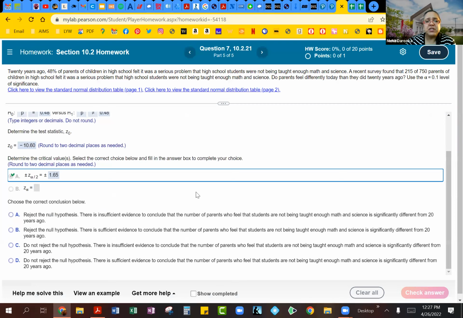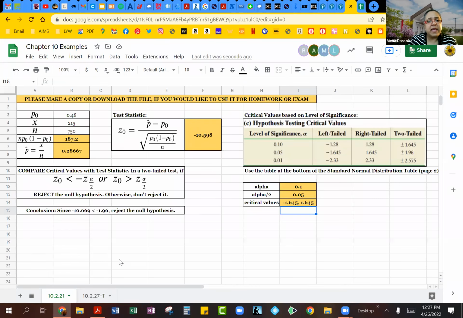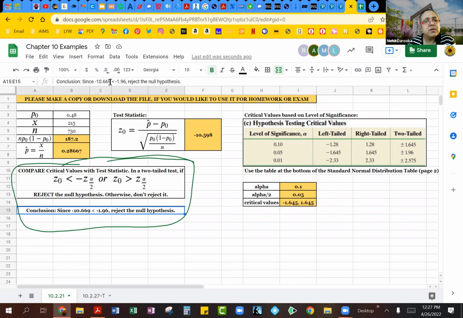Alrighty. Now they're going to ask you if you are going to accept, or I guess reject or not reject, the null hypothesis. And that's where you need to look at this little table that I've created over here. So you have to look at this one here. And our numbers are going to be different than what I have mentioned in here. So for us, this is negative 10.598. And our z-score was 1.645.